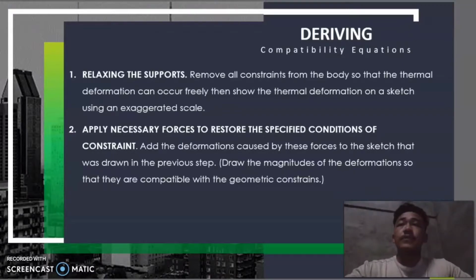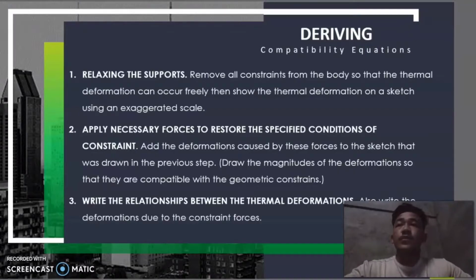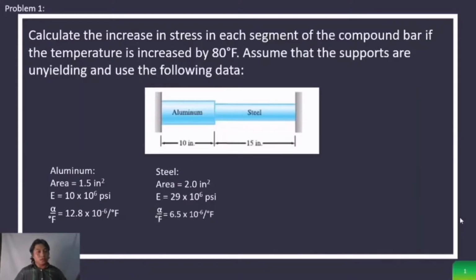Lastly, we then write the relationships between the thermal expansion and the deformations due to the force na gi-apply para mabalik sa iyang original position. Problem number 1. Calculate the increase in stress in each segment of the compound bar if the temperature is increased by 80 degrees Fahrenheit. Assume that the supports are unyielding and use the following data.